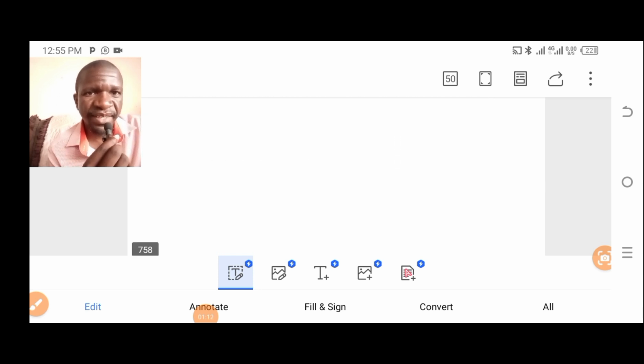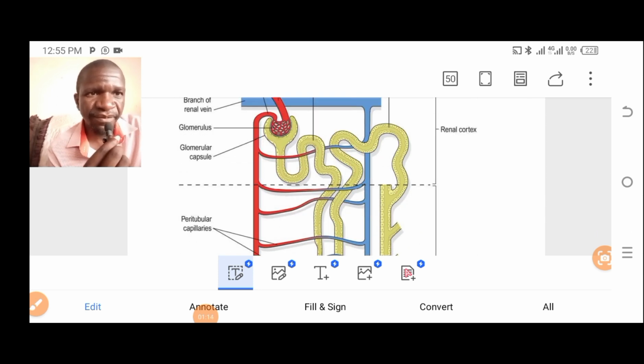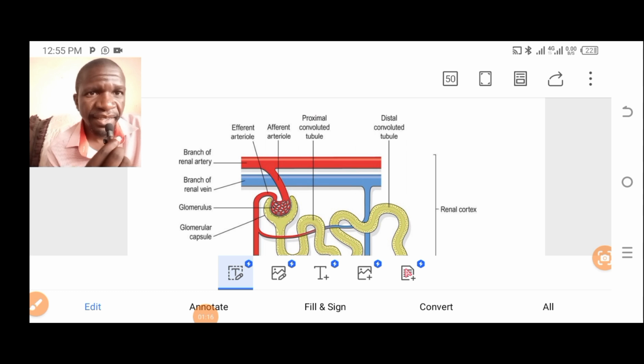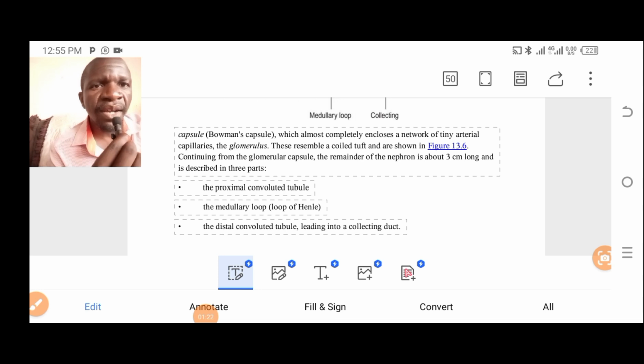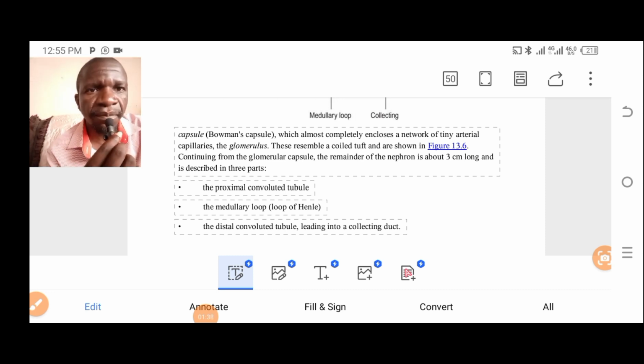So let's look at it again. The glomerular or the Bowman capsule almost completely encloses a network of tiny arterial capillaries, the glomerulus. So the glomerulus is made up of arterial capillaries. These resemble a curled tuft and are shown in figure 13.6, which you are going to see.